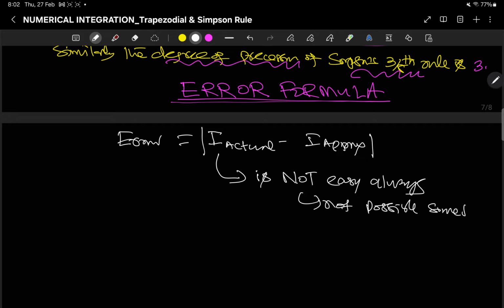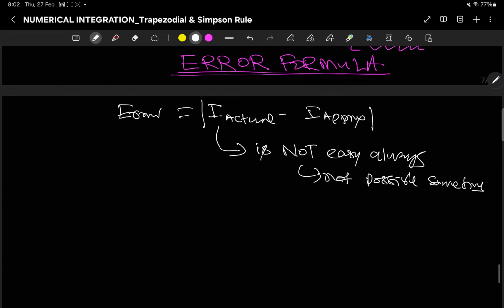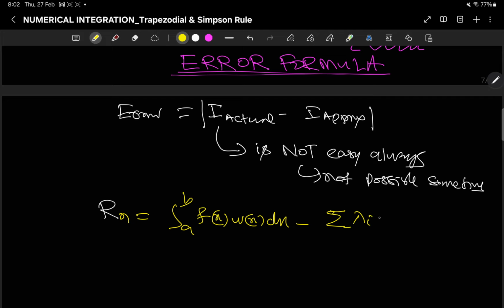Sometimes. Then what to do? Then we have an error formula. So what is that error formula? The error formula Rn is equal to the integral a to b of f(x) w(x) dx, some weight, minus, as we did in the Newton-Cotes quadrature formula, the sum of lambda i f(x i), i equal to 0 to n. Here in the quadrature formula, generally we are taking w(x) equal to 1.